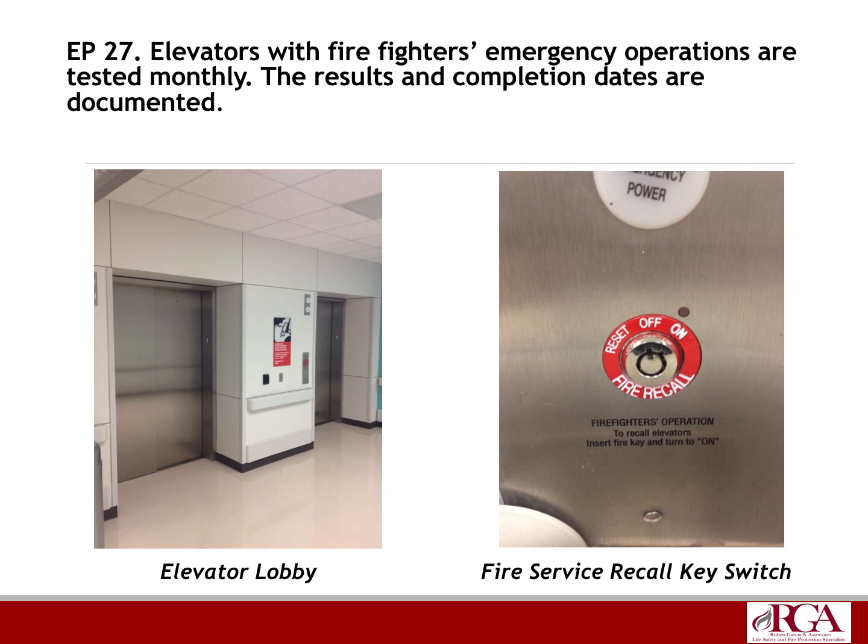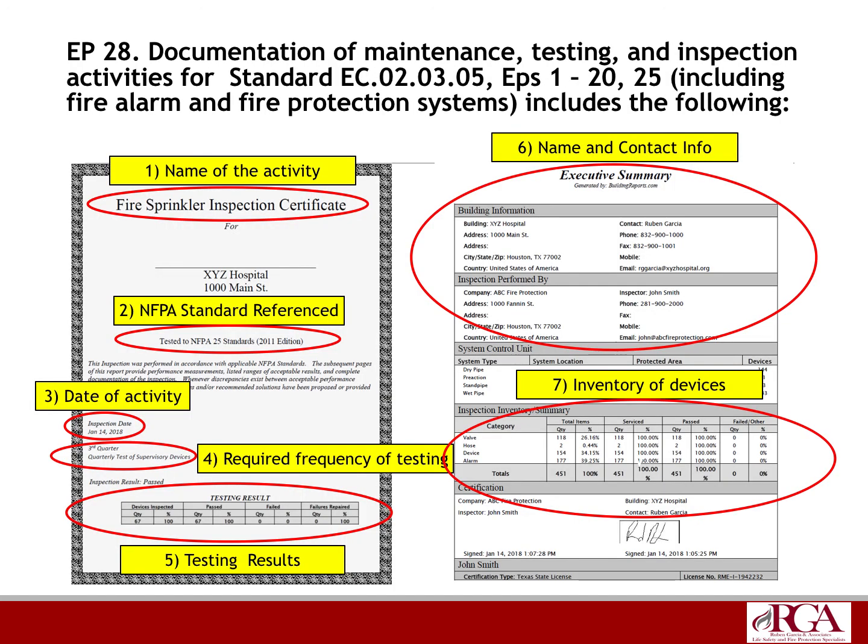So with that being said, we're getting into our last slide, which is EP28. And with EP28, we talked about a common theme that it has to be documented and recorded. So documentation, documentation, documentation. I can't say enough of that. If you didn't document it, it didn't happen. So EP28 states specific criteria that the documentation has to have. It says documentation of maintenance, testing, and inspection activities for standard EC.02.03.05, EPs 1 through 20 and 25, including fire alarm and fire protection system, includes the following. So you have to have this on all your documentation.